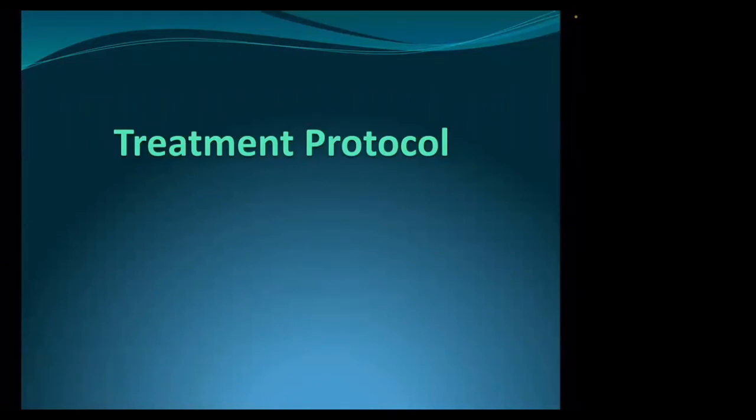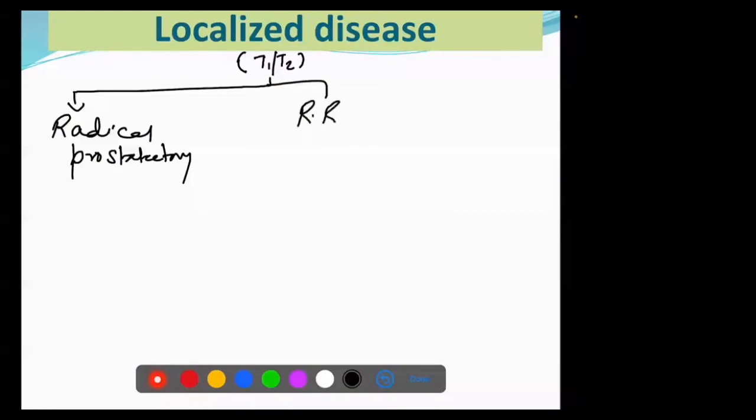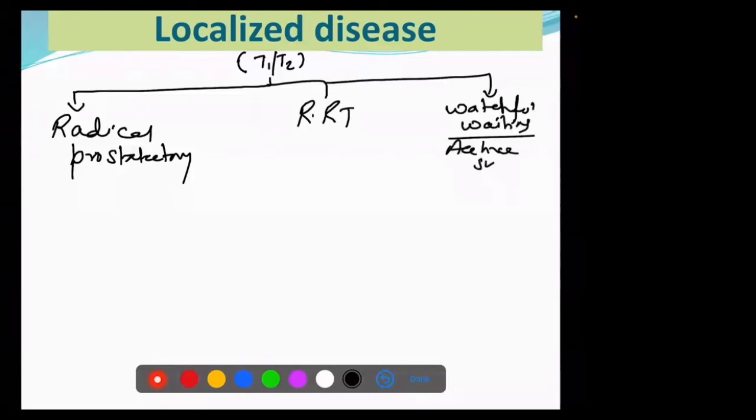Now, treatment protocol. We have learned a lot, but you don't know when to utilize what type of management, right? If the patient has localized disease, it is either T1 or T2, that is, the cancer is within the prostate. In that case, we have three options: radical prostatectomy, radical radiotherapy, watchful waiting, or active surveillance. If you can do surgery, do the surgery, because surgery will remove the prostate such that the chance of recurrence will be very, very low.